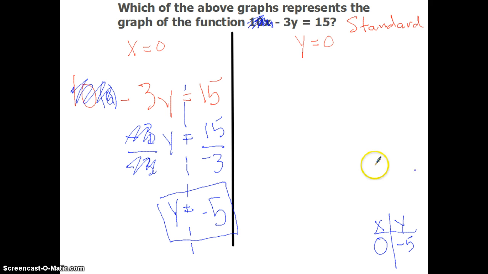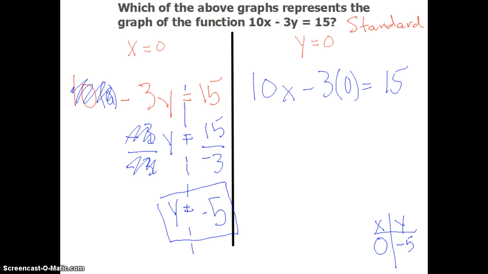And now I'm ready to do the same thing with y is equal to 0. So I've got the equation 10x minus 3y equals 15. In this problem, y is equal to 0, so I can replace the y with the number 0. And that's what I'm doing here. I'm evaluating, which means replace the letter with a number.